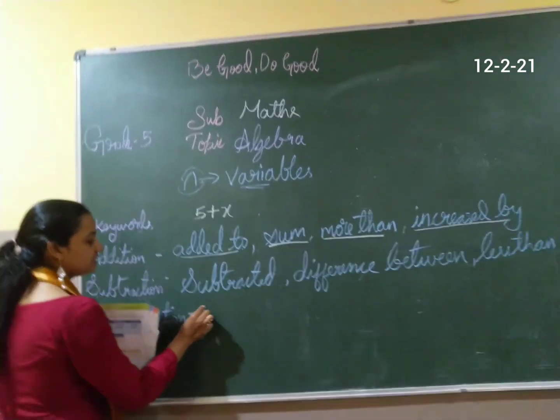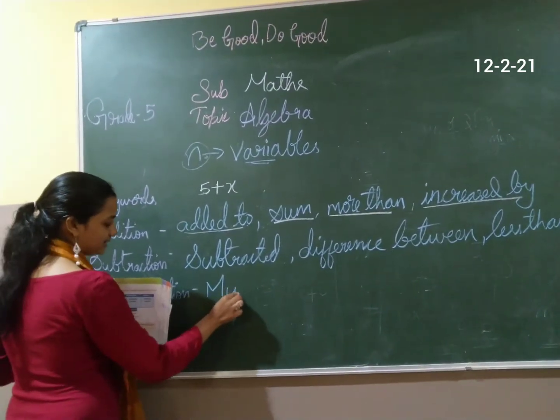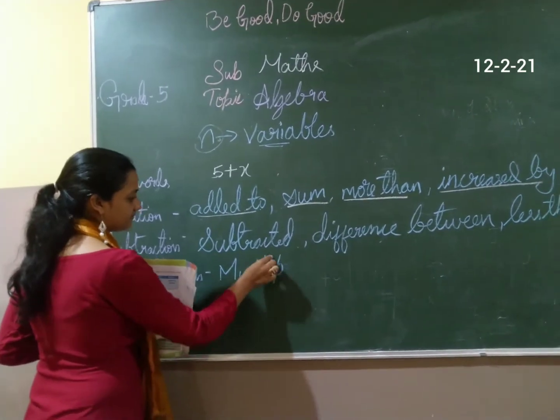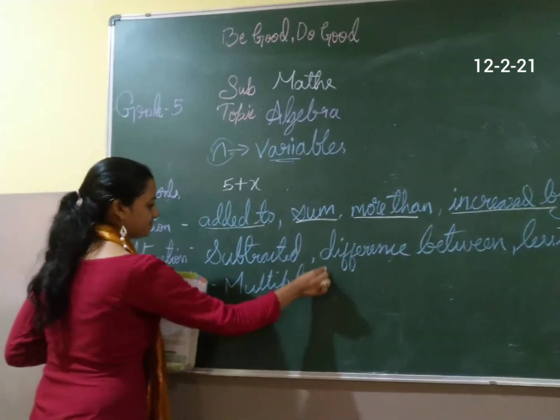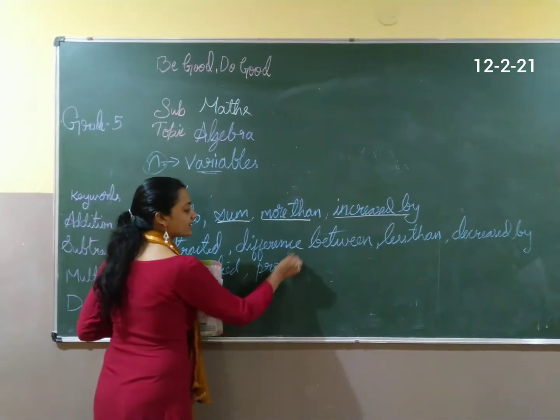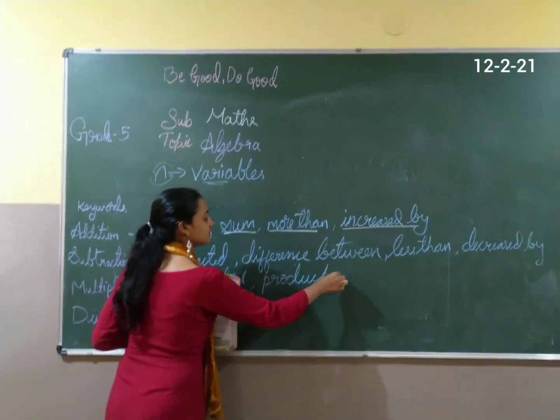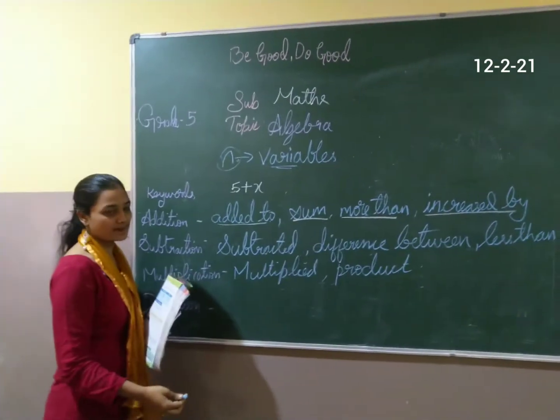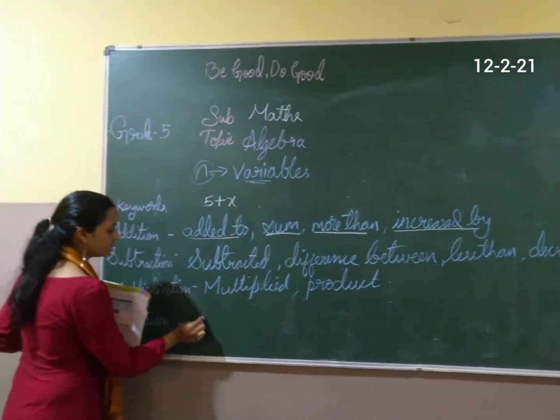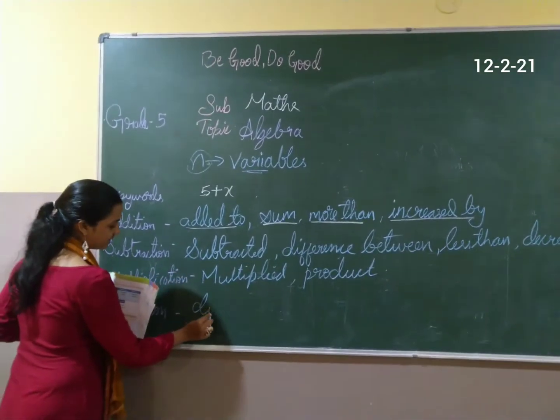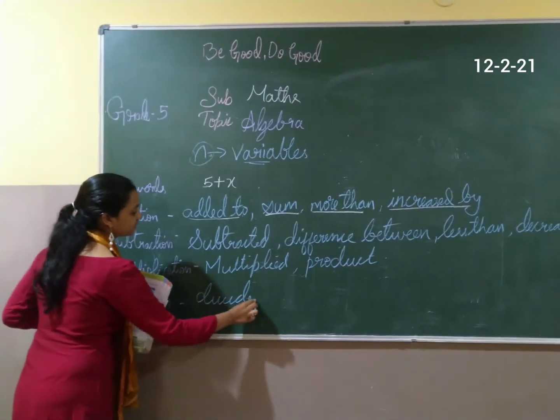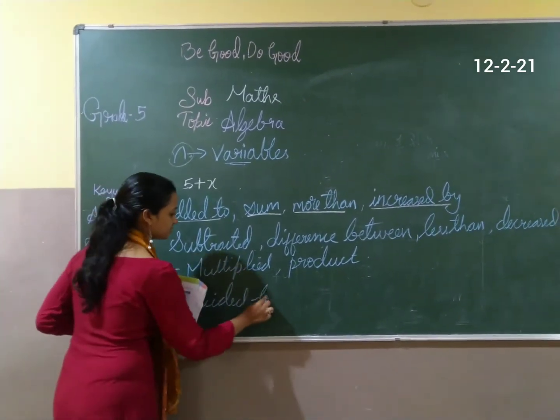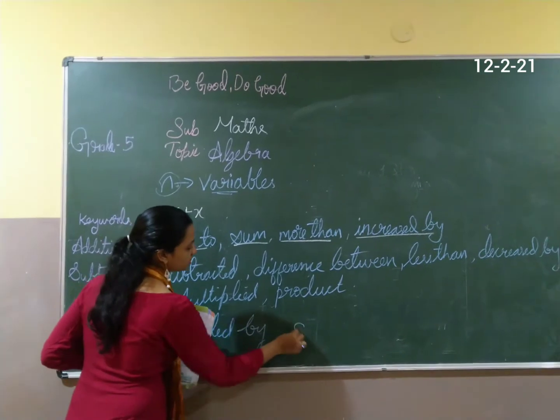Similarly, when you see the keywords like multiply, product, if you see these two keywords, it means you have to multiply them. And then for division, you write divided by or quotient.